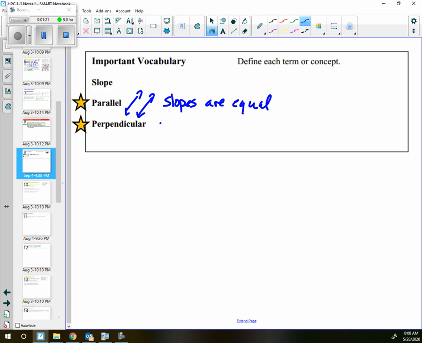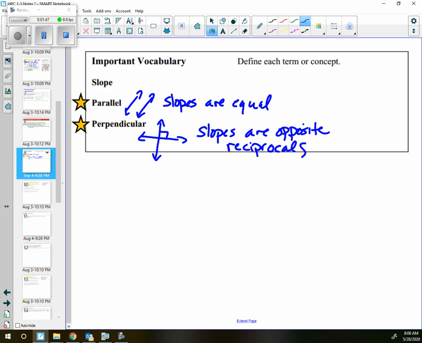Perpendicular, those are two lines that meet in a very special way. So they do cross, but they meet at a right angle. So what do we know about their slopes if they meet at a right angle? Well, their slopes have to be opposite. So opposite sign. So if one's positive, the other's negative, they're going in opposite directions, and they are reciprocals of one another. So they are opposite reciprocals.